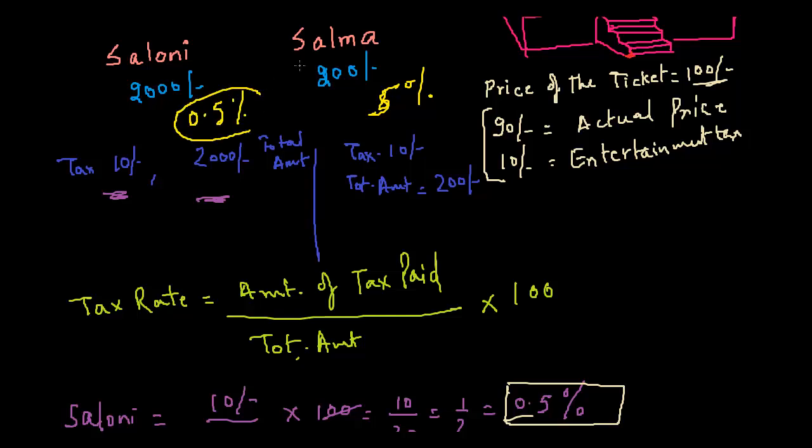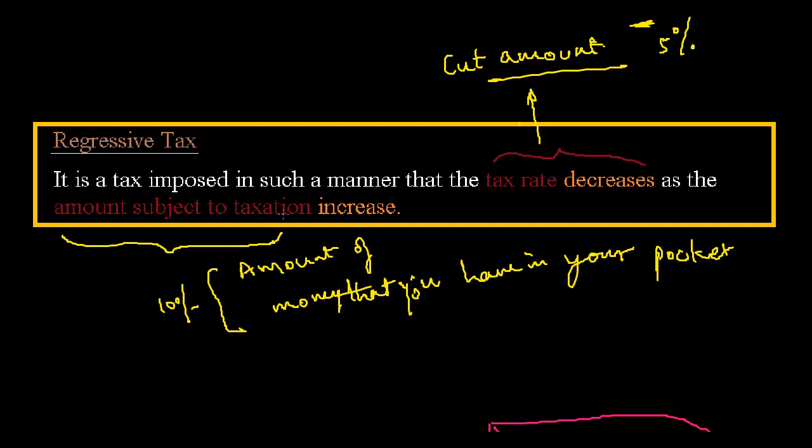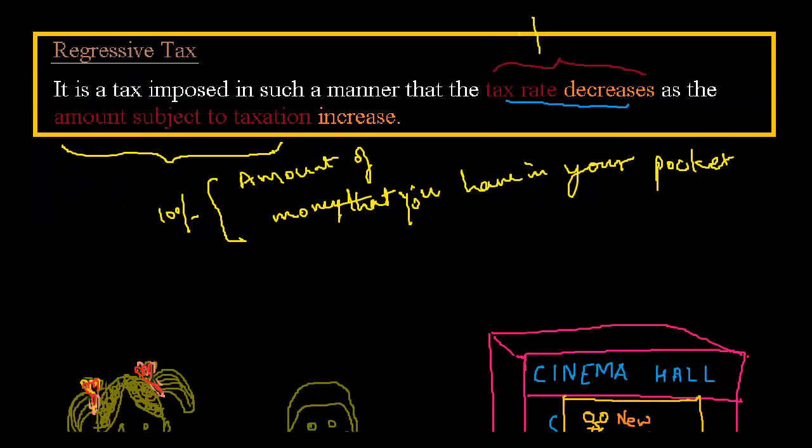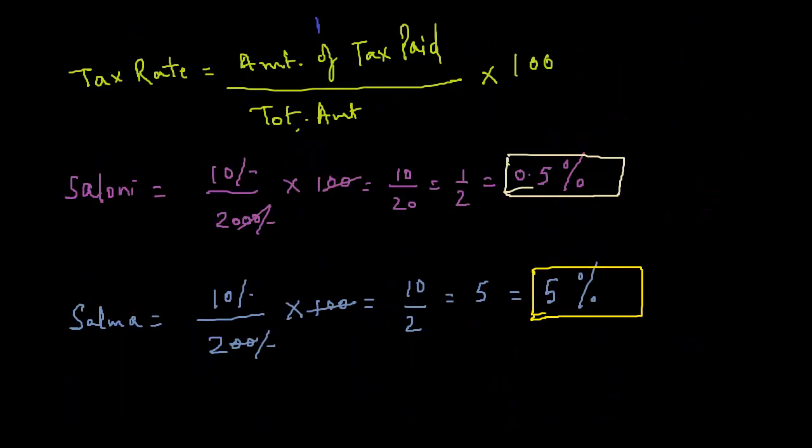And this was the definition of regressive tax: a tax imposed in such a manner that the tax rate decreases as the amount subject to taxation increases. The amount subject to taxation has increased and the tax rate has decreased. It is lesser here and the tax rate is higher here. It is 5%. Now let's see another thing regarding regressive taxes.